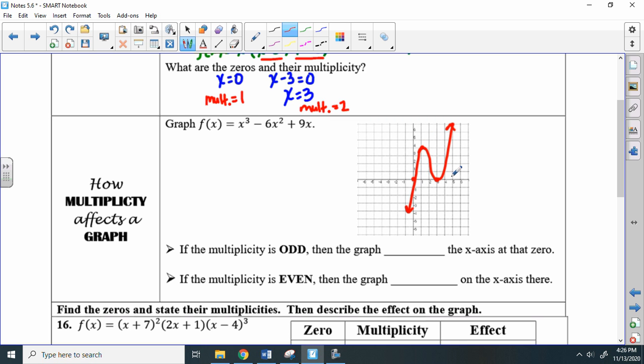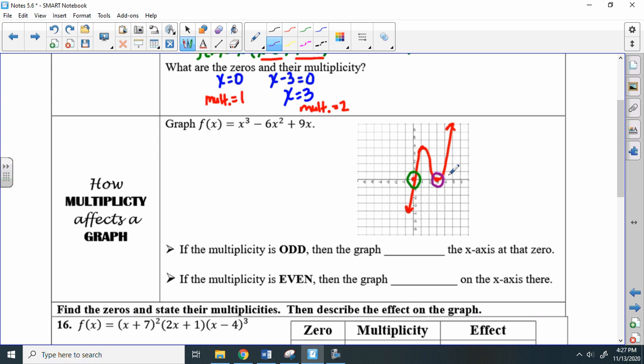Okay, and what I want you to notice is that when x equaled 0 and the multiplicity was 1, the graph crossed through the x-axis. Okay, but at x equals 3, when the multiplicity was 2, all right, the graph, for lack of a better word, bounced off of the x-axis right there. So it touched the x-axis, but it went back the way it came.